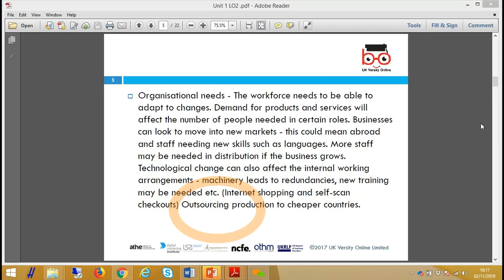Anyone? Sorry? What do you think will be the advantages or disadvantages of outsourcing your production?